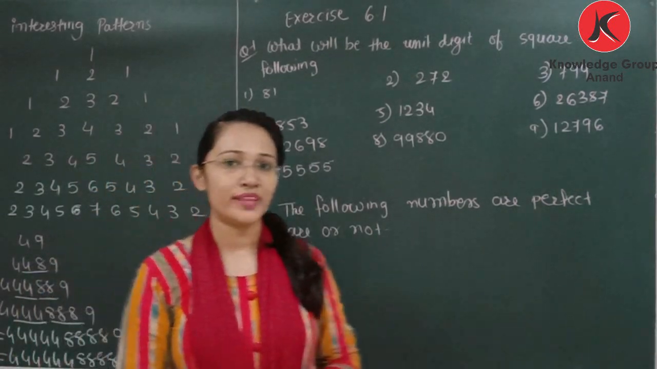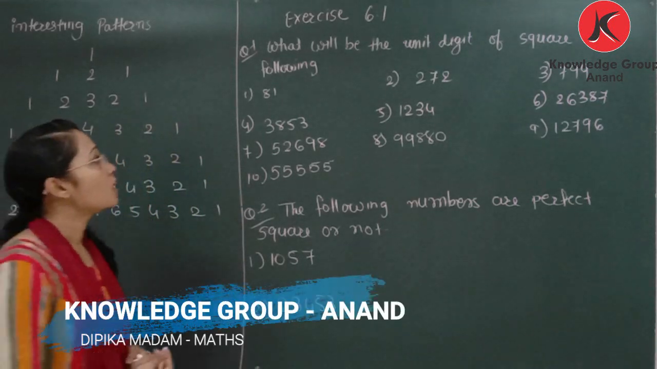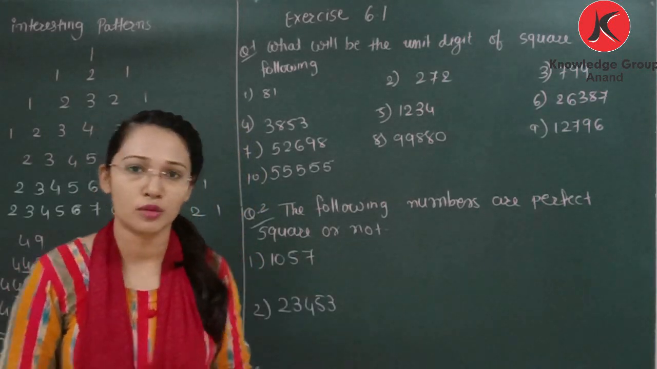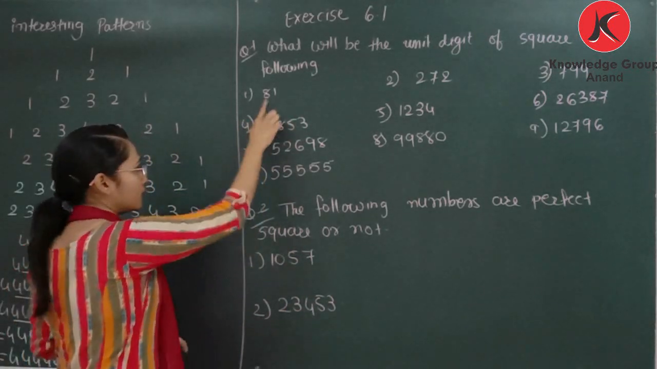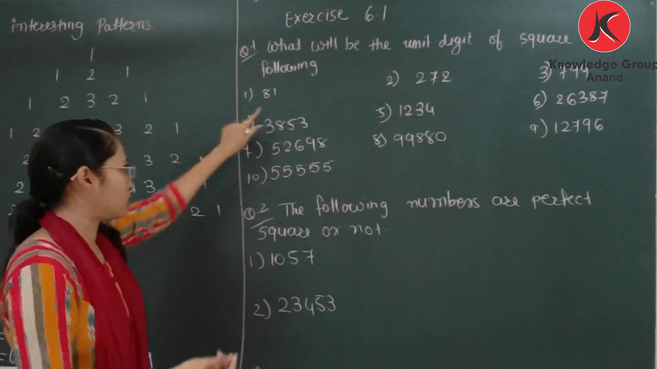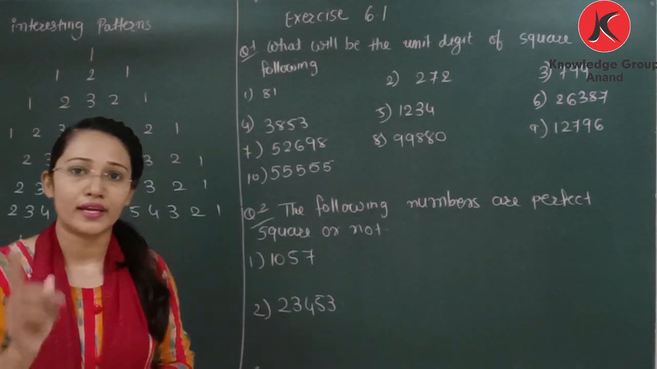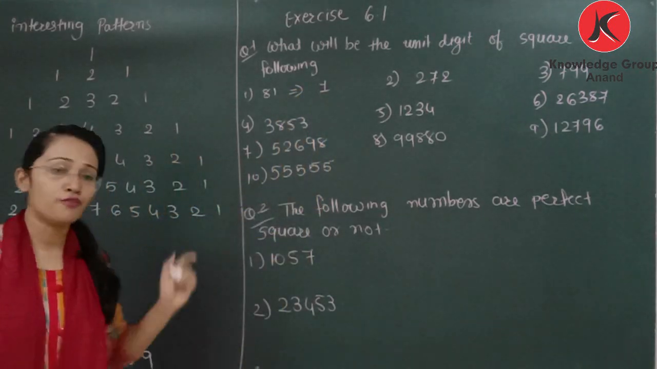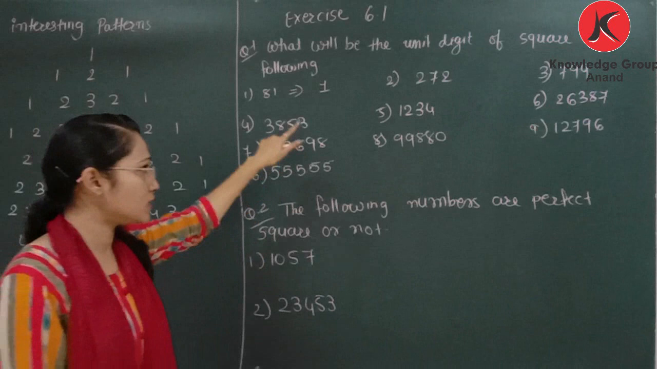Now, depending on the rule that we learned, we will start exercise 6.1. Here question number 1 is, what will be the unit digit of the square of the following? We already solved this kind of question in the previous video. We need to write the last digit of the square of the number. So here 81. If you square 81, then what will be the unit digit? You need to concentrate on the last digit. Here the last digit is 1. So its square is 1. So the last digit is 1 for the square of 81.